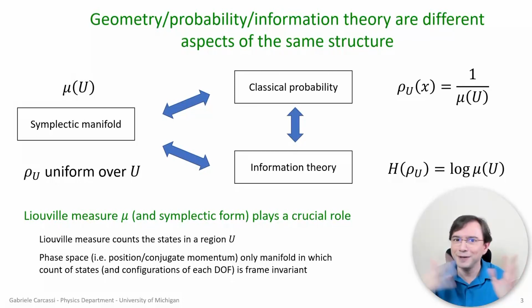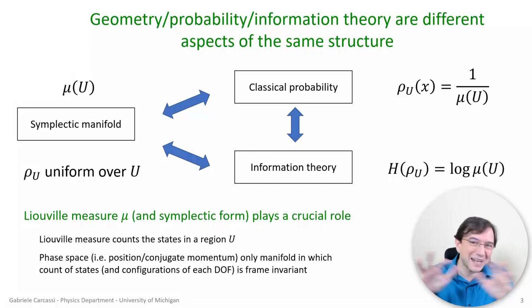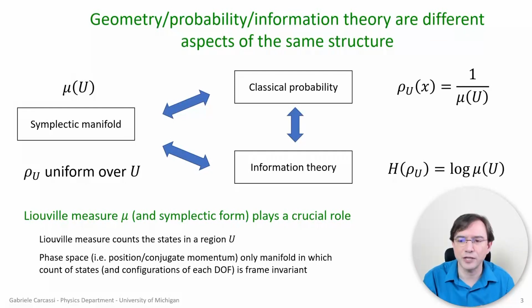So again, the point of all of this is that there is really this one-to-one map between the structures. You can go from one to the other and recover the other. So mathematically, it's really conceptually one structure. And again, the Liouville measure plays a crucial role, because the Liouville measure counts the states in a region U. What the symplectic form does is that it allows you to count the configurations for each independent degree of freedom. So it's not that different.